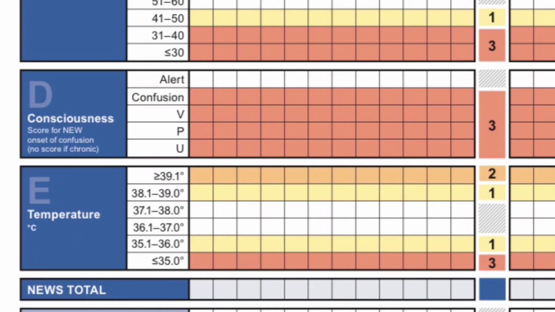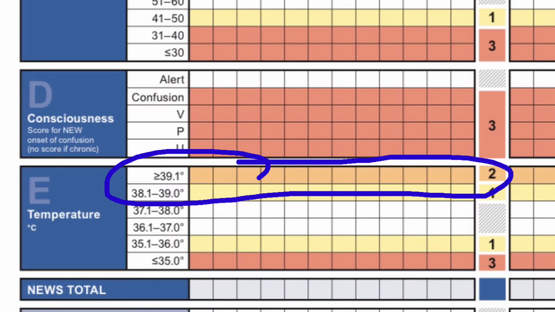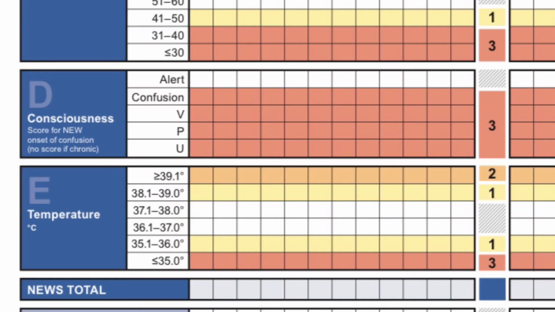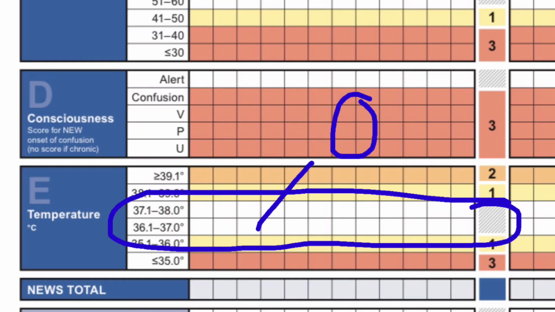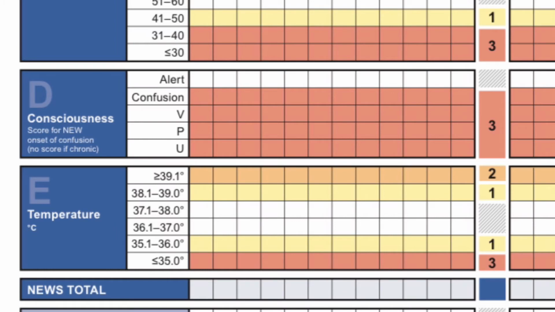Okay, if the temperature is above 39.1, that is a NEWS score of 2. 38.1 to 39 is a NEWS score of 1. Then 36.1 to 38 is a NEWS score of 0. 35.1 to 36 is a NEWS score of 1. Less than 35 is a NEWS score of 3. So I hope you got it.